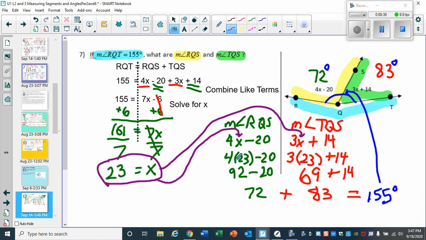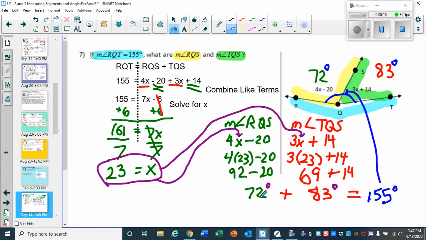Which, the first one, 4 times 23, 92, minus 20, 72. And for the second one, 3x plus 14, 3 times 23, 69. 14 more gives us 83. So these were the two angle measures we needed. So if you just gave me 72 for RQS, you have to tell me 72 represents a measure of RQS, and 83 measures the value for TQS. And I should have put degree symbols.